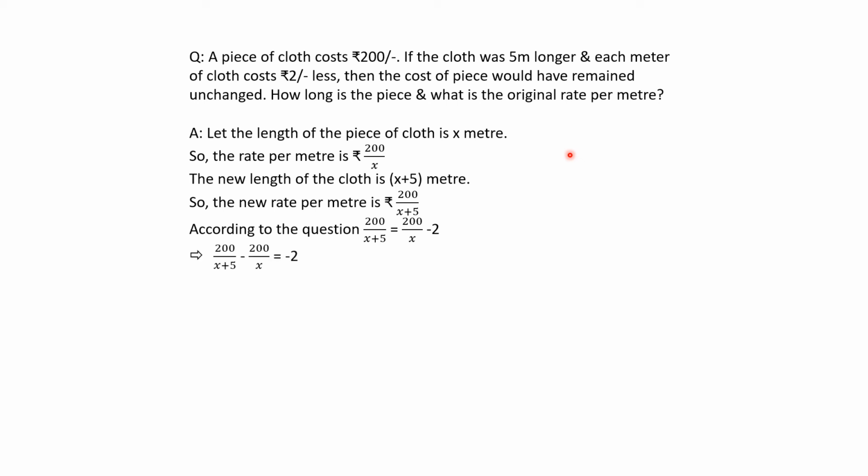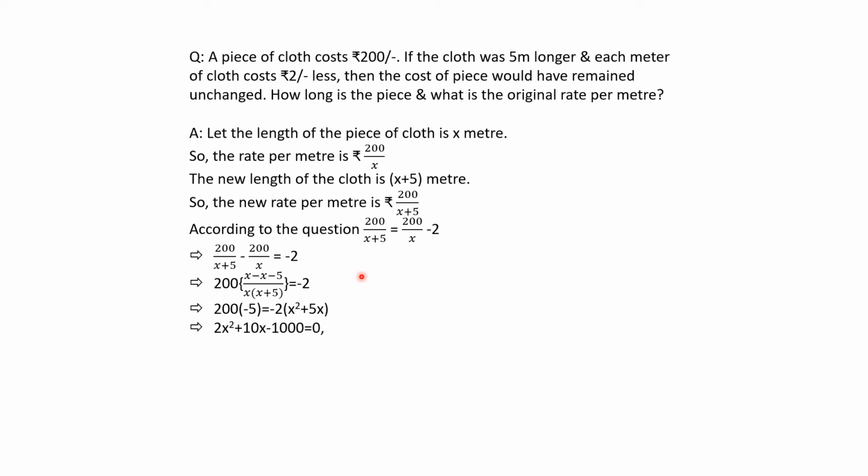Taking 200, the variable factor, to one side of the equal to sign, it is 200 by x plus 5 minus 200 by x equals to minus 2. Taking 200 common, we can write it as x minus x plus 5 whole divided by x into x plus 5 equals to minus 2. In the numerator, plus 5x and minus 5x get cancelled, so we can write it as 200 into minus 5 is minus 2 into x square plus 5x.